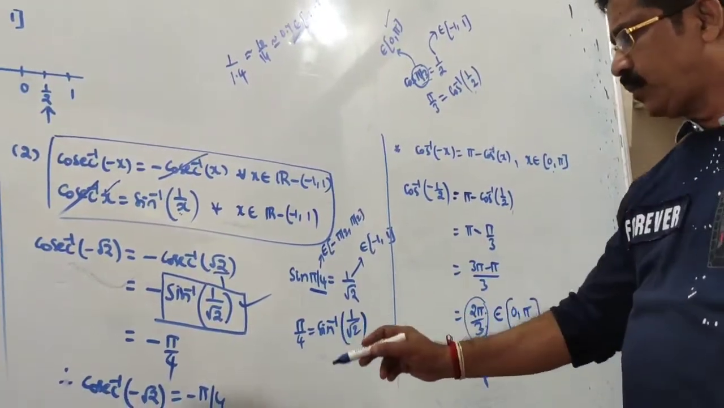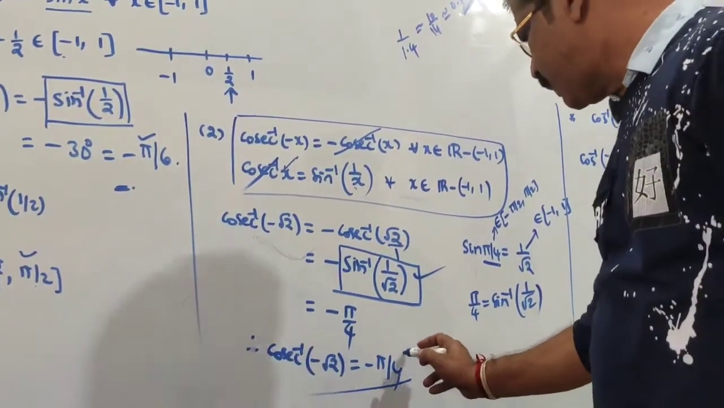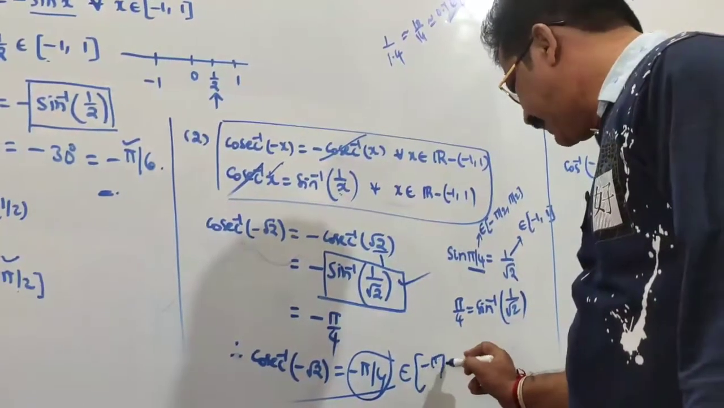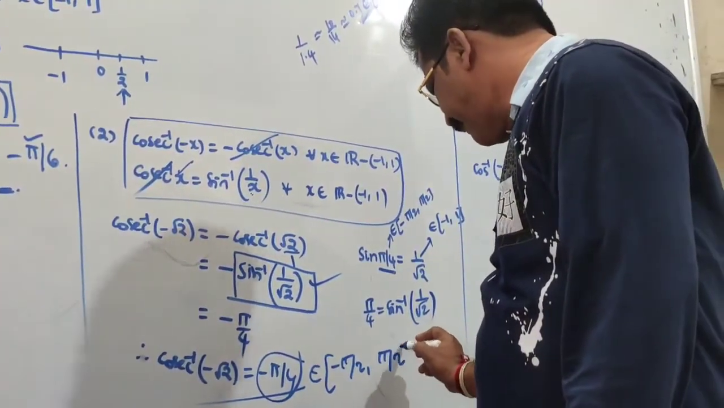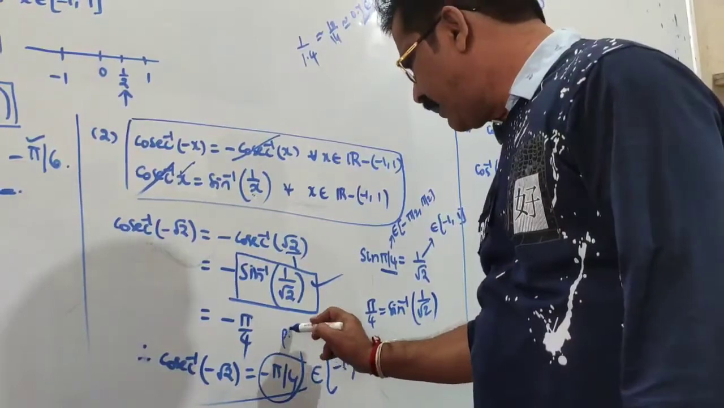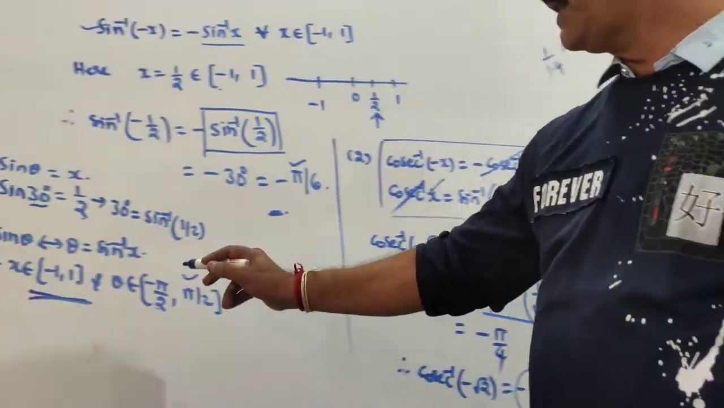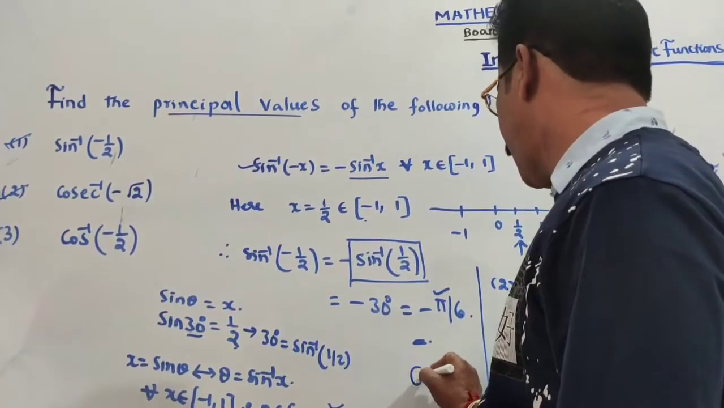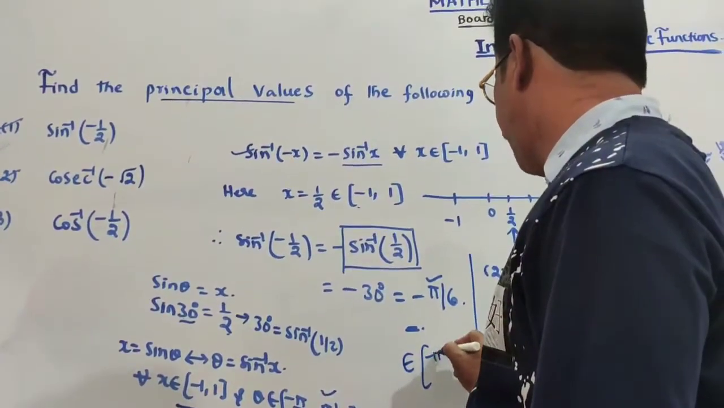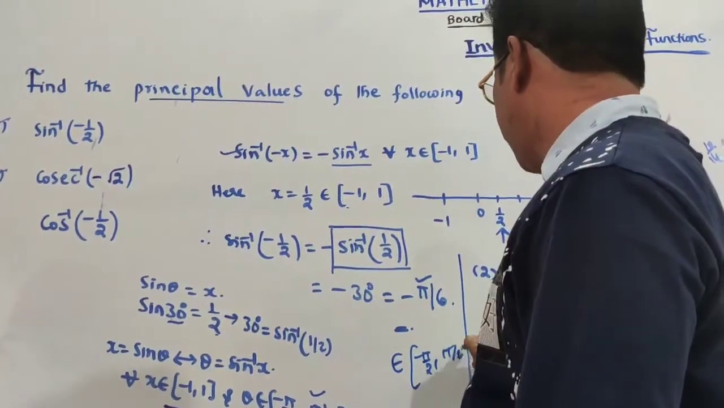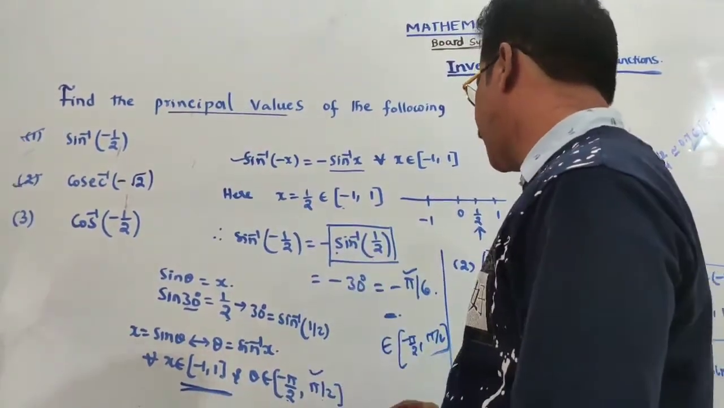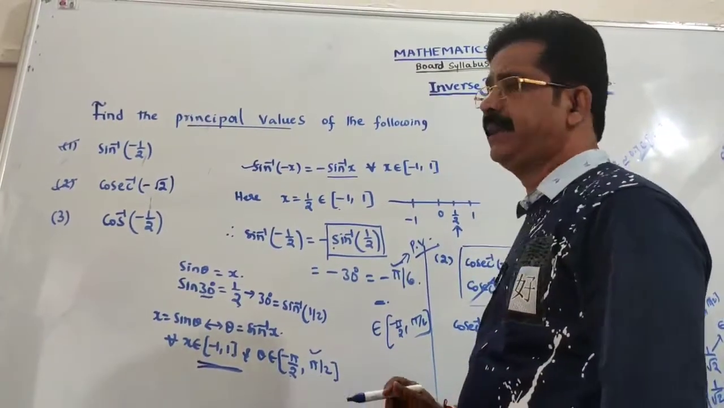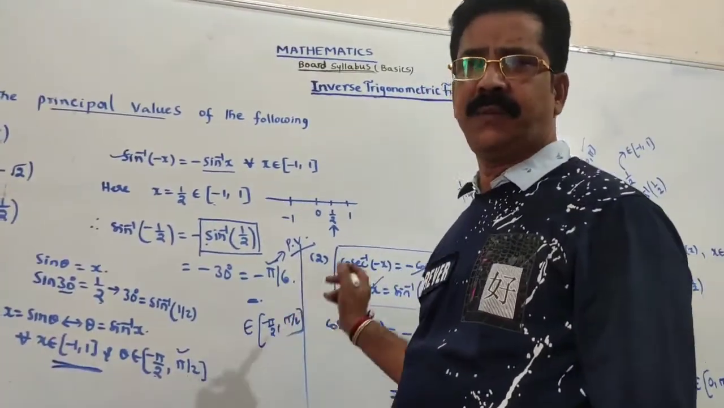Next, in the second question also, this value belongs to the closed interval of minus pi by 2 comma plus pi by 2. That's why it is called principal value. You come here. In the first question also, minus 30 degrees also belongs to the closed interval of minus pi by 2 comma plus pi by 2 because it is sine inverse. That's why it is called principal value. These are the applications of basic formula.